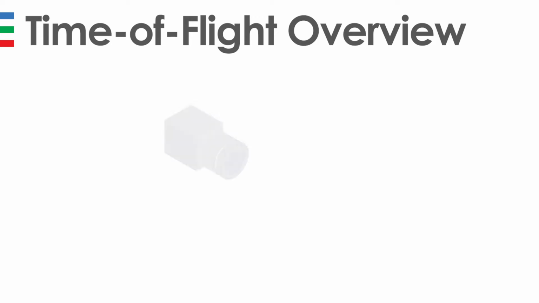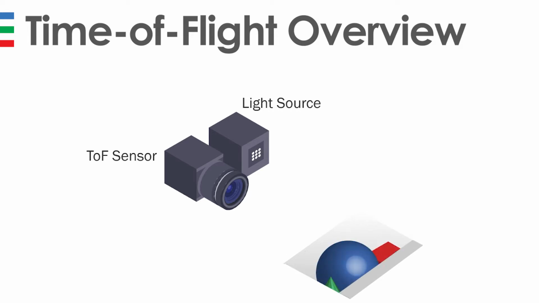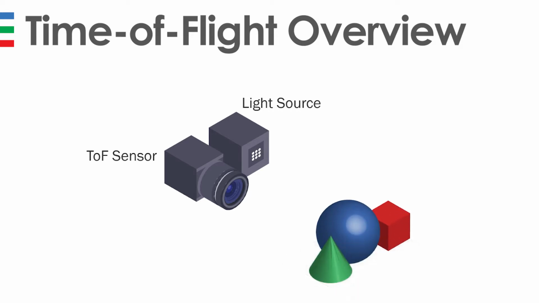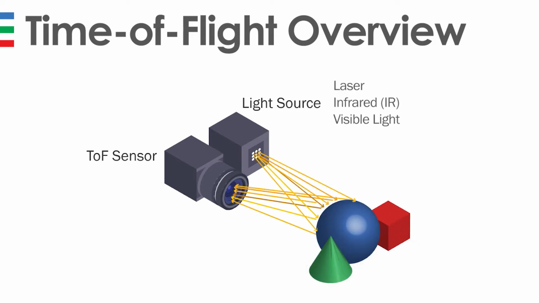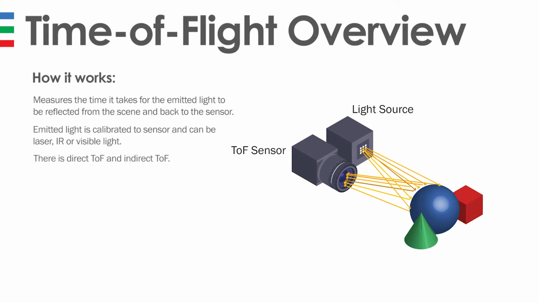In general, you need two major components. You need a ToF sensor, and you need a light source that emits pulsed light. The emitted light can be either laser, IR, or visible light, but most current ToF cameras use near IR. 3D depth data is calculated by measuring the time it takes for the emitted light to be reflected from the scene and back to the sensor. Now there are different types of time of flight. There's direct time of flight and indirect time of flight. I won't go into detail about the two, but for the sake of this presentation, we'll be talking about indirect time of flight.